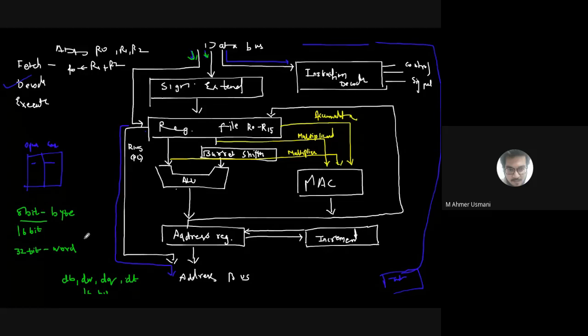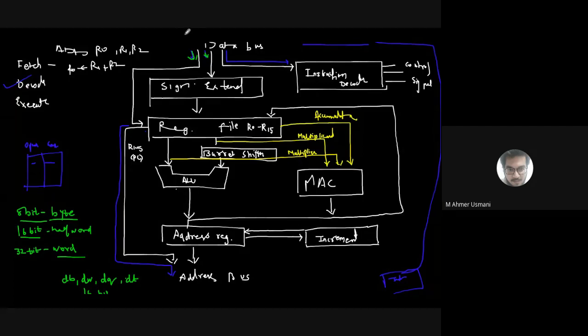Is it clear? Yes. So 32-bit will be considered as a word. 16-bit will be considered as a half word. These are the three formats supported by ARM7. What are the three formats it supports? It supports byte, half word, and word. What is the size of the byte? It is universal, which is 8-bit. What is the size of the half word? It is 16-bit. And what is the size of the word? It is 32-bit.